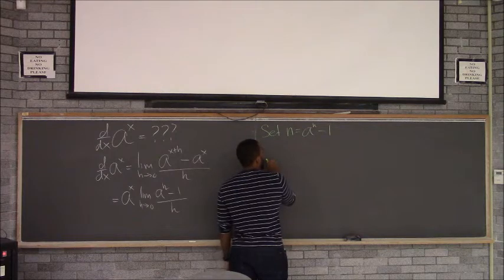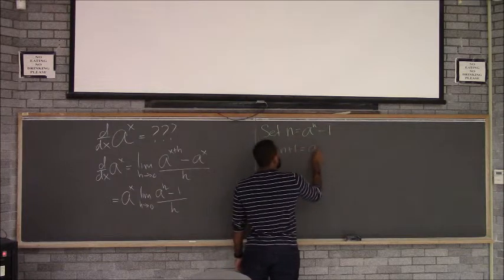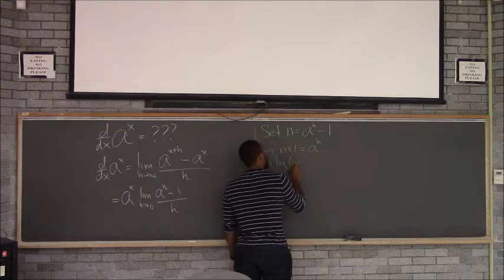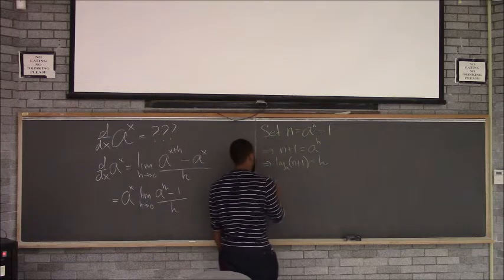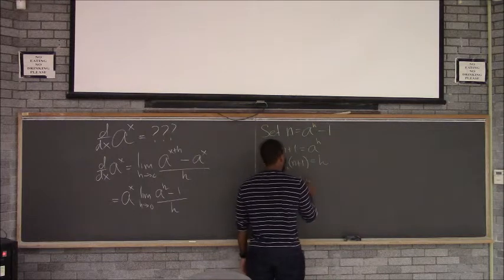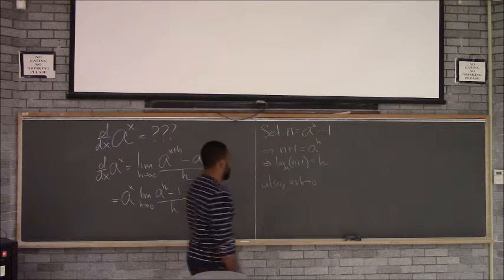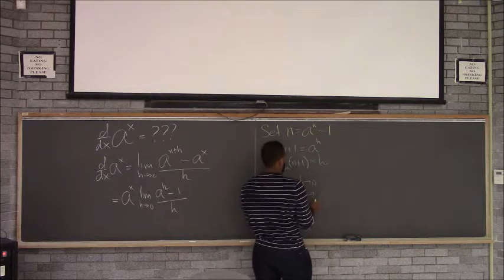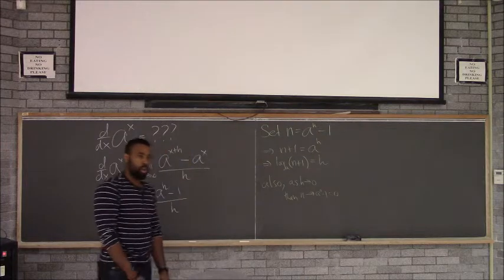Now, there are a couple things that we would notice here. Then n plus 1 equals a to the h, and I can take log to the base a of both sides, and that will give me h on that side also. Notice that as h approaches 0, what would I say about n? Well, then n is going to approach a to the 0 minus 1, which is 0. So as h approaches 0, my n will also approach 0.